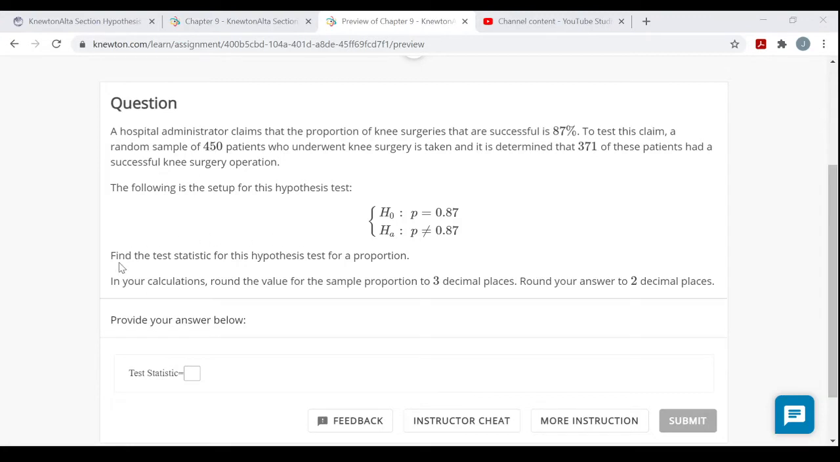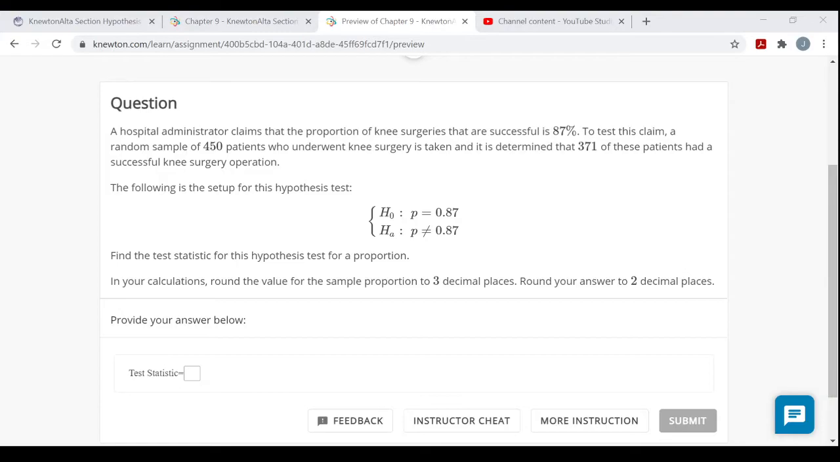What we're asked to do is find the test statistic for this hypothesis test for a proportion. In your calculations, it says to round the value of the sample proportion to 3 decimal places, and then round your final answer to 2 decimal places.